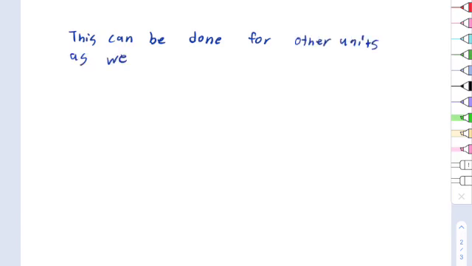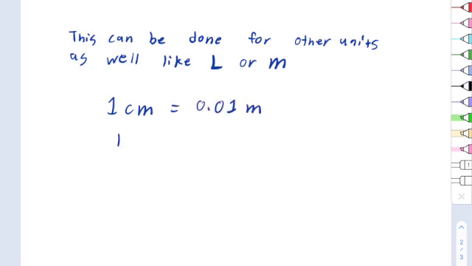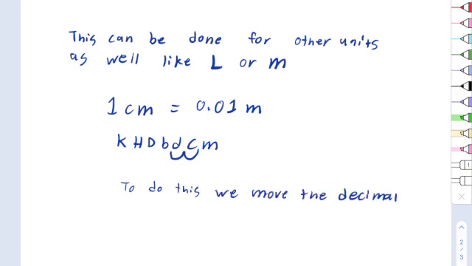This can be done for other units as well, like liters and meters. For example, you want to convert 1 centimeter into meters. To do this, we start with 1, but if we move the decimals from centi to basic, we move to the left 2 times, which gives you 1 to 0.01.